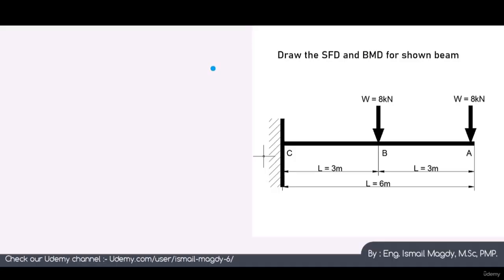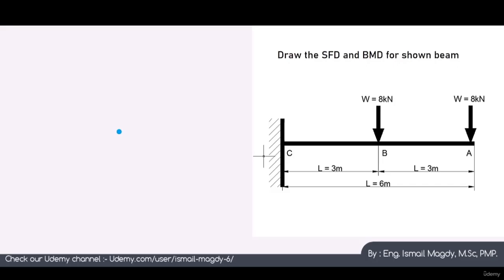Let's start with this example. We have a beam fixed from one side and free from the other side, with a total length of 6 meters, and we have two vertical forces of 8 kN each at distances of 3 meters and 6 meters. And we want to draw the shear force diagram and bending moment diagram for it.